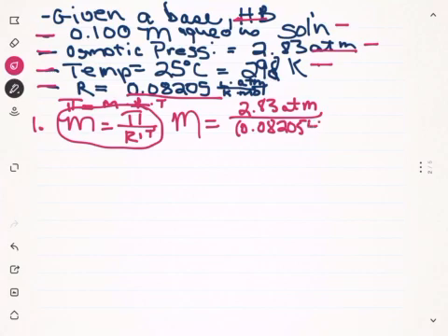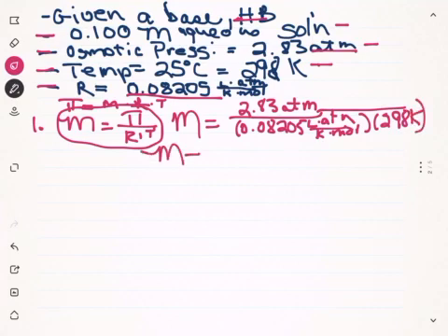0.08205 L atm over K mol. I get so tired of writing that unit out. And also divided by 298 Kelvin. Solving for molarity, our molarity is 0.1157 molar. And we'll worry about significant figures later.